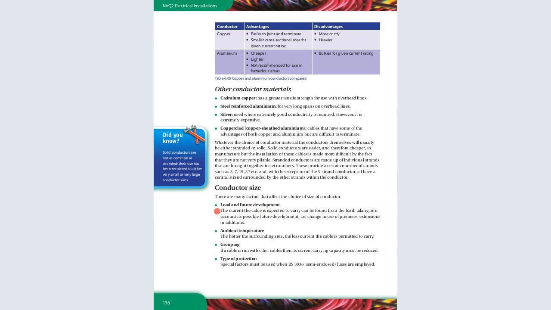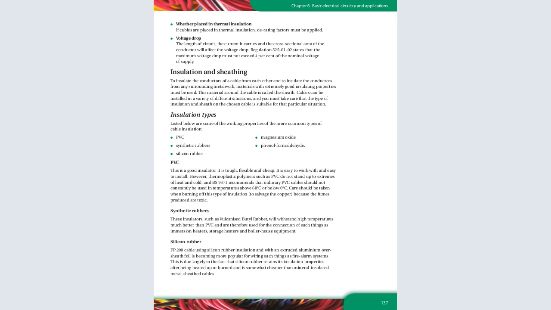Now, the conductor size. There are many factors that affect the choice of the size of the conductor. That is the load and the future development. The current the cable is expected to carry can be found from the load, taking into account its possible future development, i.e. changes needed in premises, extensions, and additions. The ambient temperature: the hotter the surrounding area, the less current the cable is permitted to carry. Another one is grouping. These are factors that affect the conductor size: the ambient temperature, the load factor and development, and then we have the grouping and the type of protection, which can also determine the conductor size.